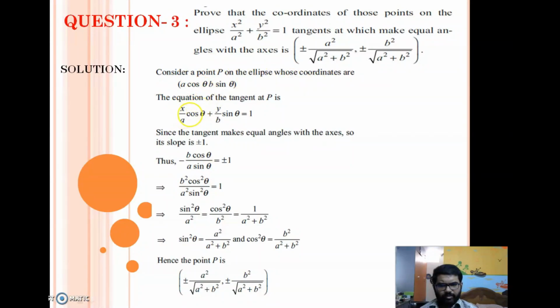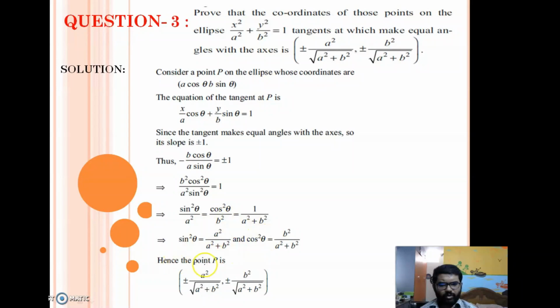The equation of a tangent is x/(a cos theta) + y/(b sin theta) = 1. The tangent makes equal angles with the axes, which means the slope is plus or minus 1. The tangent slope is -b cos theta/(a sin theta). Equating both, we get this relation, and from that we get sin square theta and cos square theta.